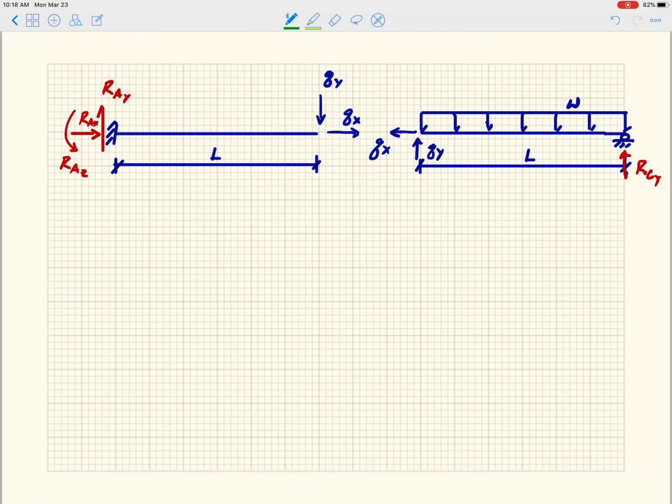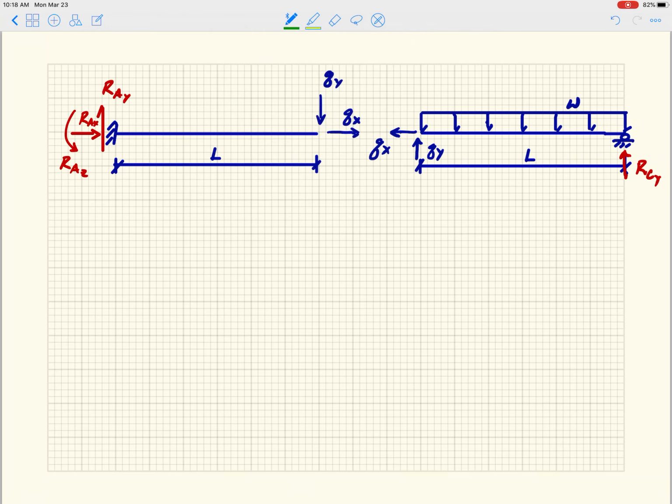So we'll get a minus WL times L over 2, because that's right-hand rule into the board, and I will get a plus RCY times L, and that equals 0. And when I solve for RCY, I end up with WL over 2, and that is vertically upwards. So I will box that in red, that's really important.